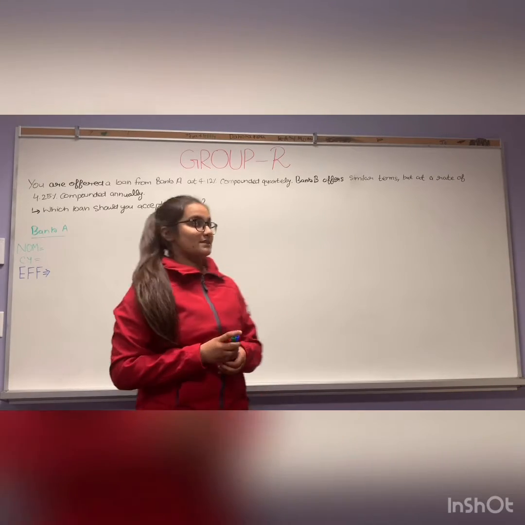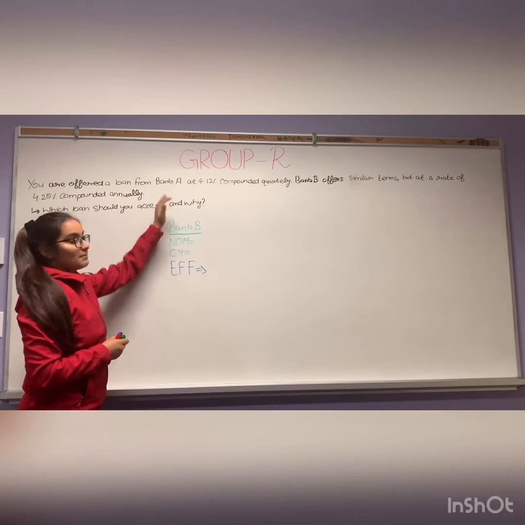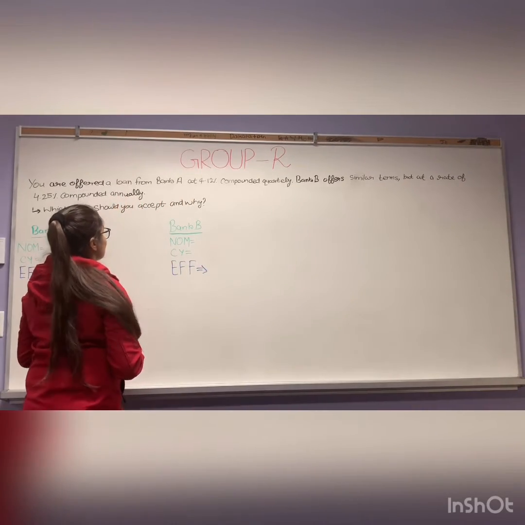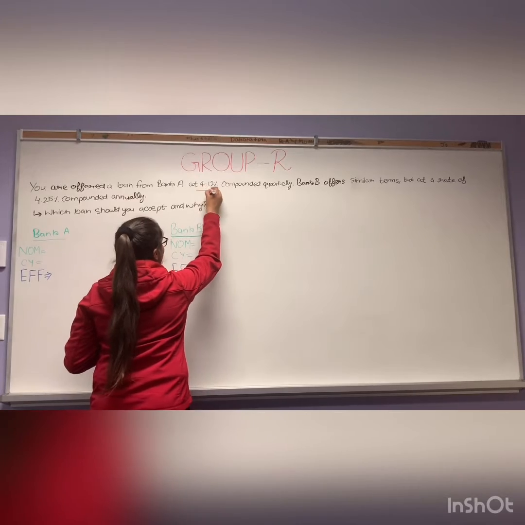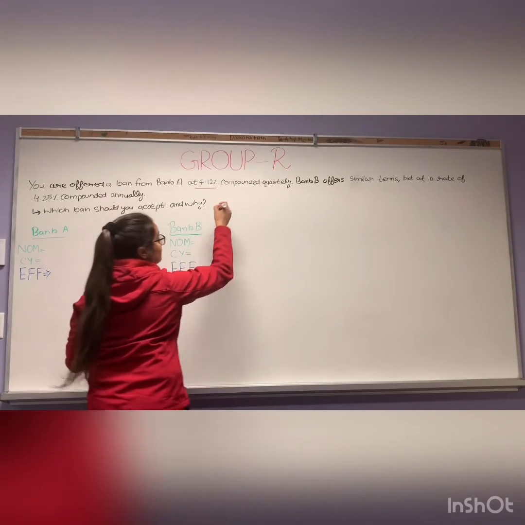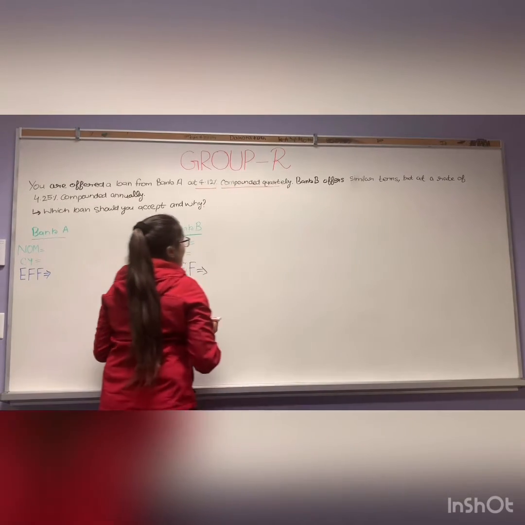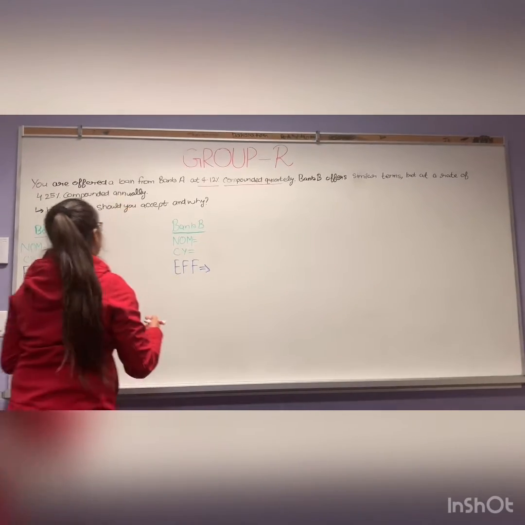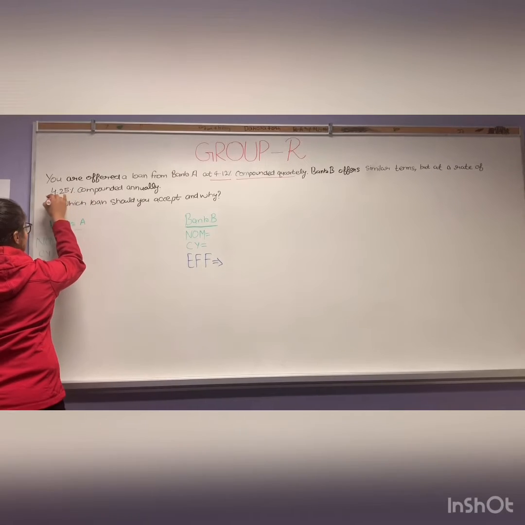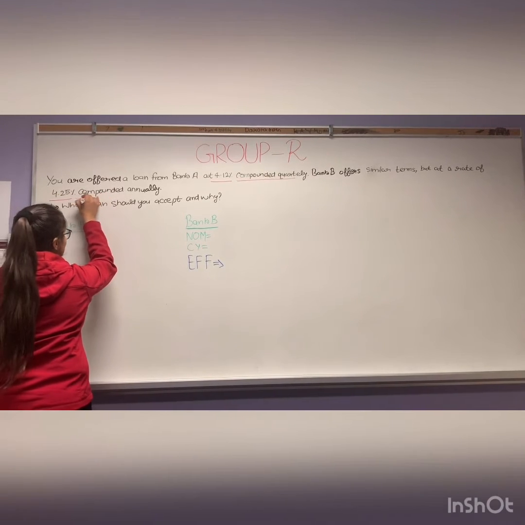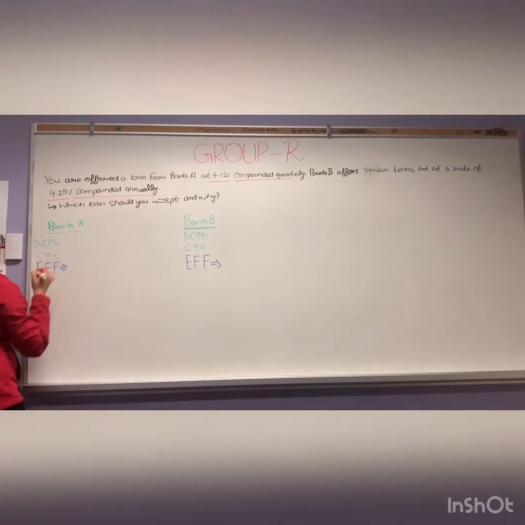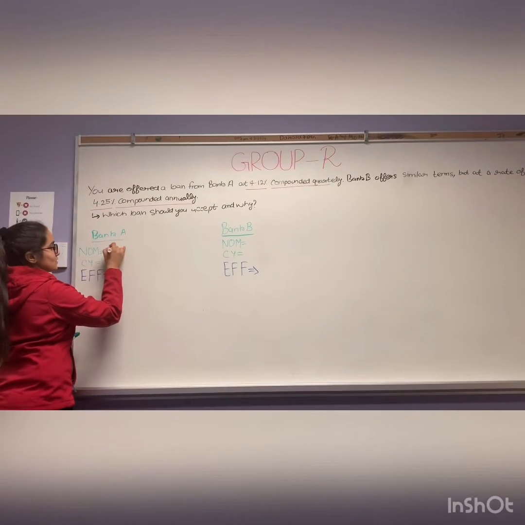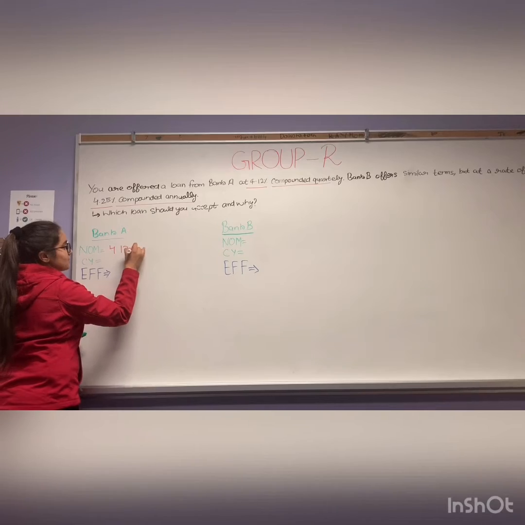So the first question says that there are two banks, bank A as well as bank B. Bank A gives us an interest rate of 4.12% compounded quarterly. Apart from this, bank B has similar terms, but it gave us an interest rate of 4.25% compounded annually. So for bank A, the NOM, the nominal rate of interest, is 4.12%.